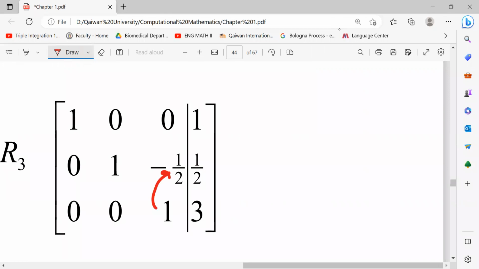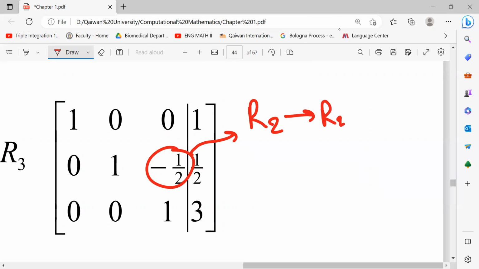After obtaining this matrix, now we try to change this to 0. How to change this entry to 0? This entry is in row 2, becomes row 2. How to make it 0 from this one? Yeah, by 1 over 2. Which one do you multiply by 1 over 2? Row 3. Yeah. Plus a half row 3.